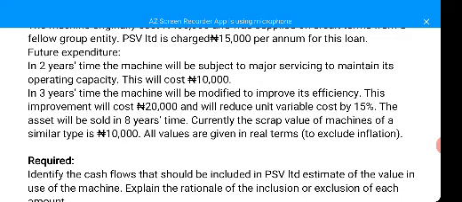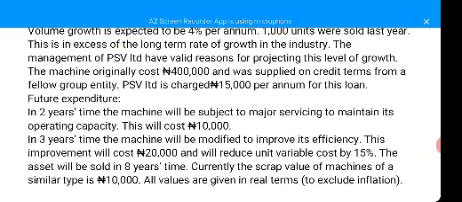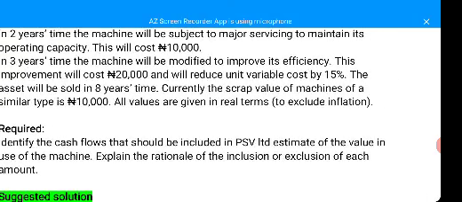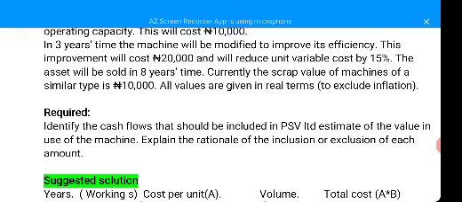Currently, the scrap value of a machine of similar type is 10,000 naira. All values are given in real terms, that is, excluding inflation. You are required to identify the cash flows that should be included in PSV Limited's estimation of the value in use of the asset, and explain the rationale for the inclusion or exclusion of each amount.